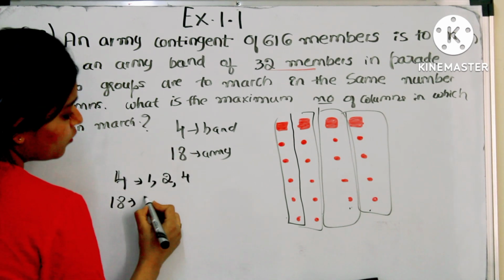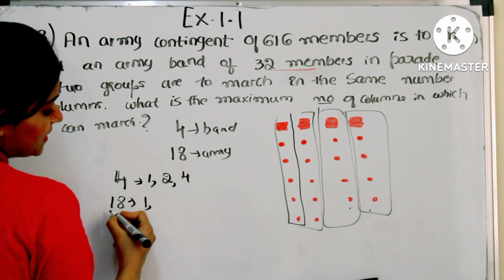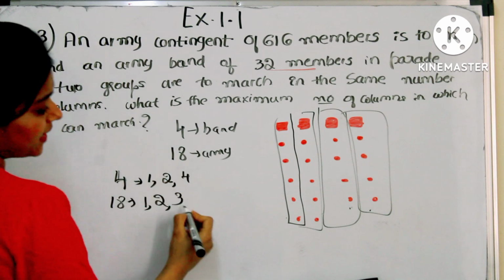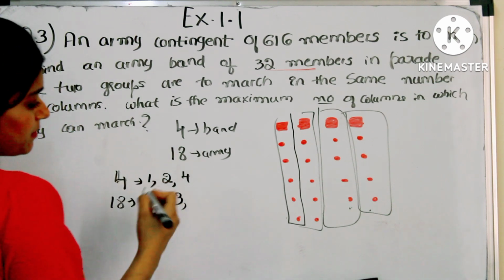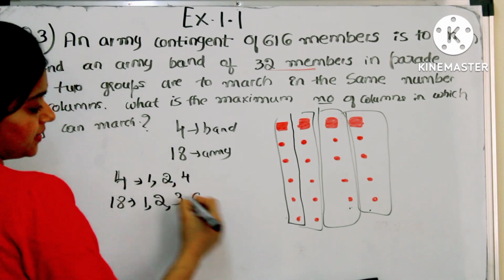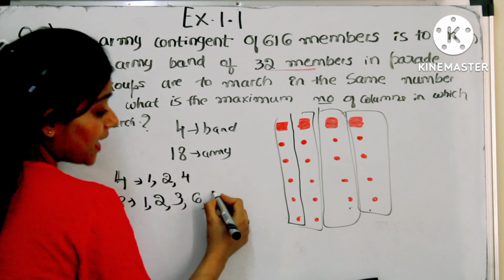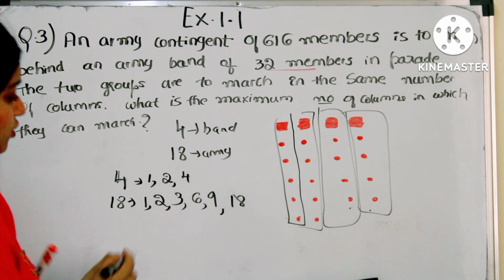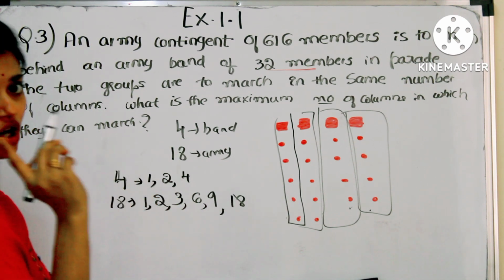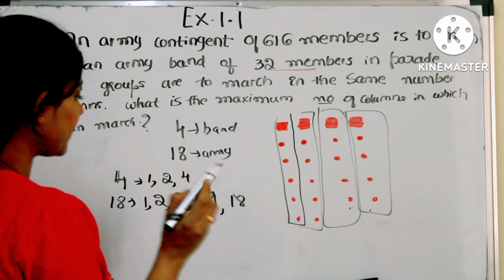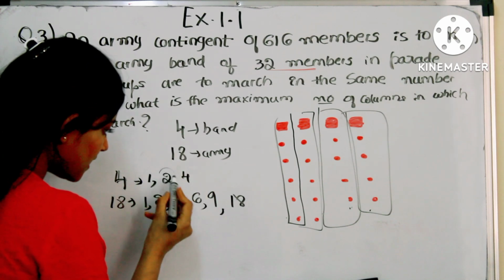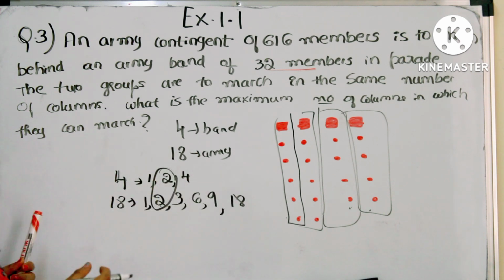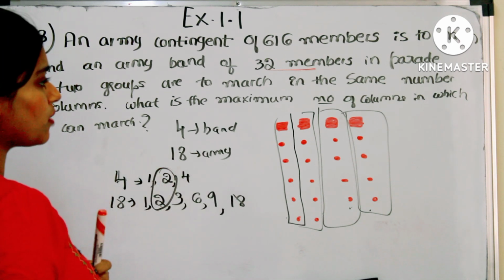Similarly for 18: 1 eighteen is 18, 2 nines are 18, 3 sixes are 18, 4 does not divide, 5 no, 6 threes are 18, 7 does not, 9 twos are 18, then 18 ones are 18. So which are the common factors? HCF means highest common factor. Here 2 is the highest common factor in both, correct? Other than that there is no common factor.